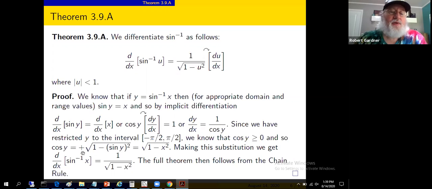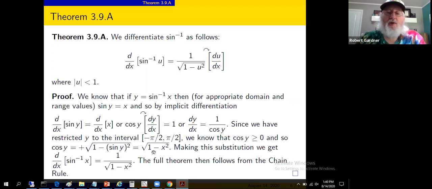So we can choose the positive square root, so I'll put the plus sign here to emphasize that. We get cosine y equals the positive square root of 1 minus sine squared, because we know cosine y is greater than 0, because the angle y is between negative pi halves and pi halves, where the cosine function is non-negative. Take the positive square root. So we've got cosine y is the square root of 1 minus sine squared. And we know sine y equals x from right there. So replace sine y with x to get cosine y equals the positive square root of 1 minus x squared.